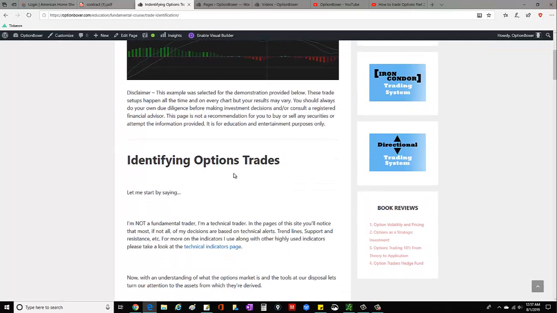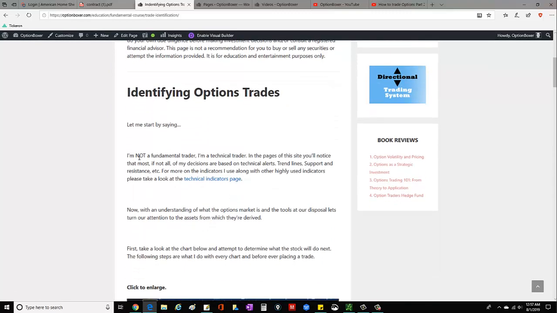Okay, so identifying option trades. I'm not a fundamental trader. I am a technical trader, and that remains true. I wrote this particular page back in 2016, 2017, and that hasn't changed in the last few years. I do look at some fundamental data, but for the most part, I rely on what the charts show me to take trades. In the pages of this site, you'll notice that most, if not all, are based on technical alerts, and that's just how I trade.